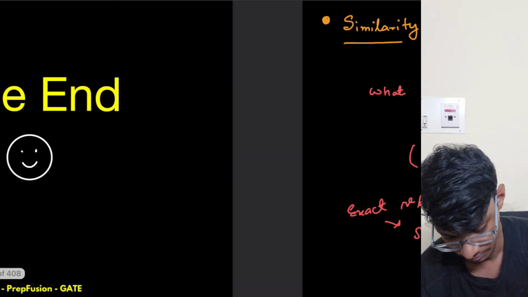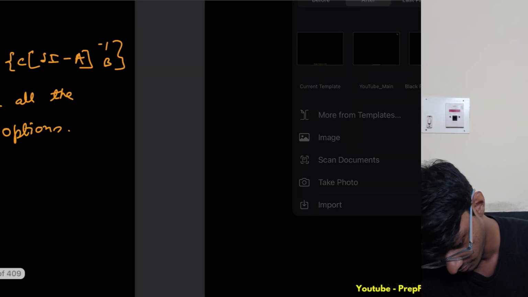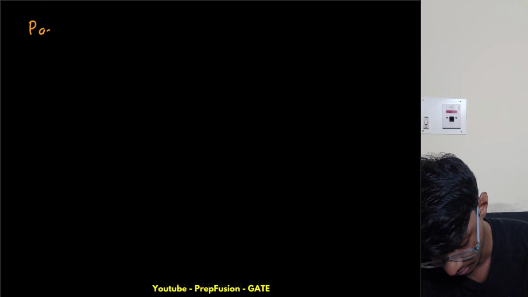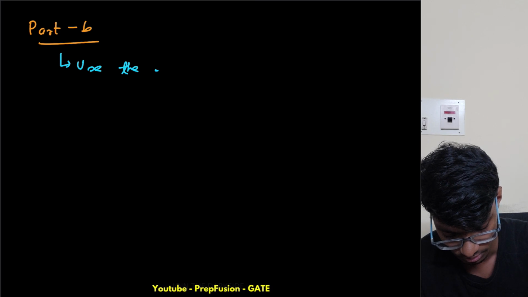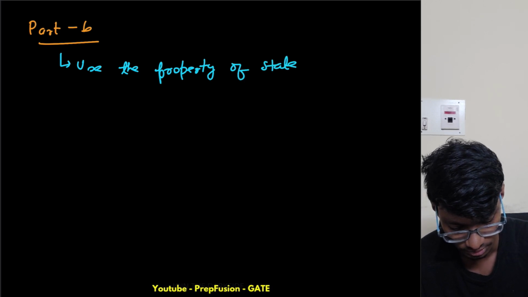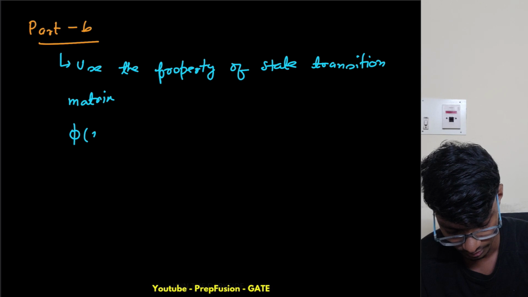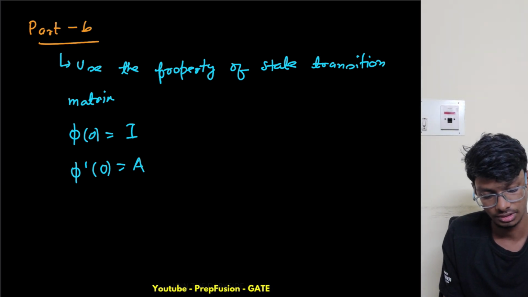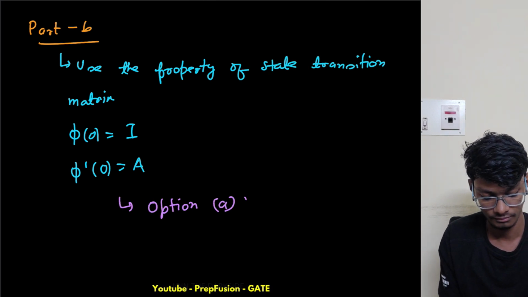For this part B, you use the property of state transition matrix: phi of 0 equals I and phi dash of 0 equals A. So from here you see that our option A is matching. Okay, so this is the answer.